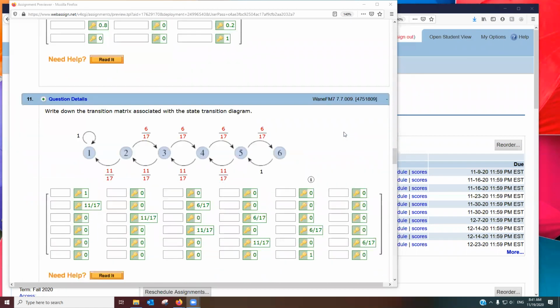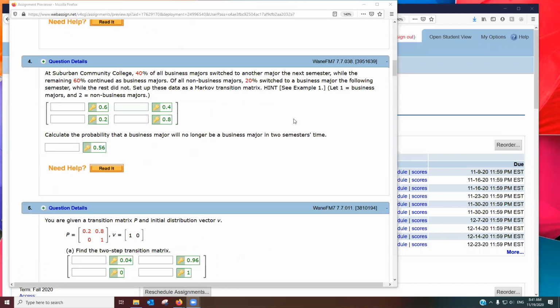Let me go down. Here's a diagram with 6 states. Now notice there's a lot of zeros here because, let's say you want to go from state 3 to state 6. Well, there is no arrow from state 3 to state 6. So if there's no arrow, you can assume that transition is a 0. So when you look at this matrix, notice there's a lot of 0 entries because there's a lot of transitions that are not documented. And if there's no indication, then you can assume that's 0. All right, let me go back and do a couple of other problems.